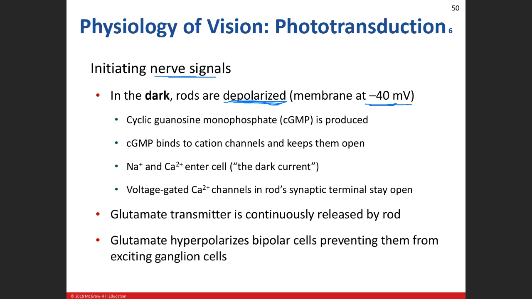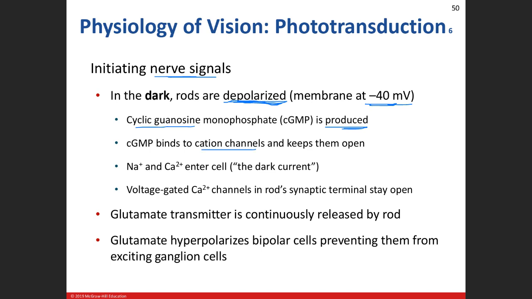So guess what? In the dark, look at the statement, rods are depolarized. So when you're lying there in bed, and you wake up in the middle of the night, you go to the bathroom and you haven't gotten out of bed yet, your rods are depolarized. What does that mean? What's going on? This molecule, cyclic guanosine monophosphate, or as we like to refer to it, cyclic GMP, is going to be constantly produced. What does it do? It keeps the cation channels open.